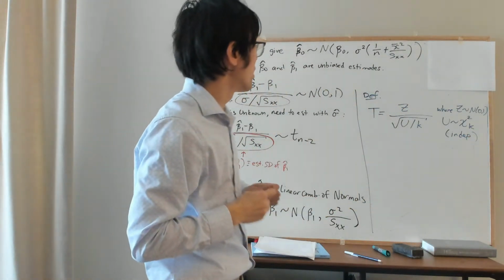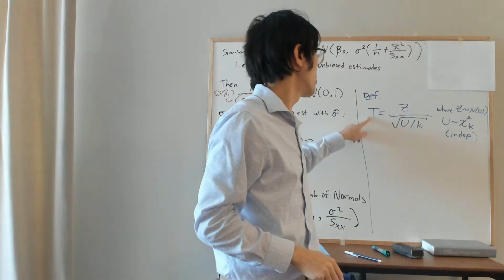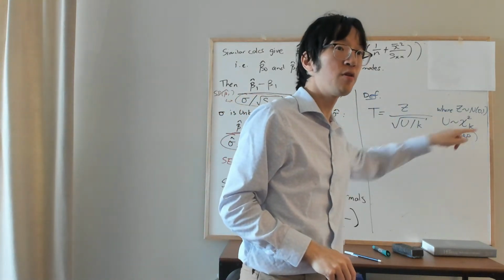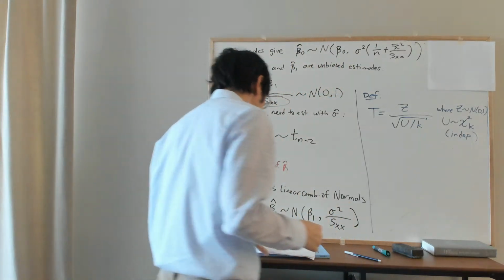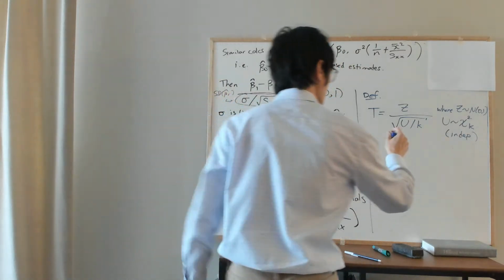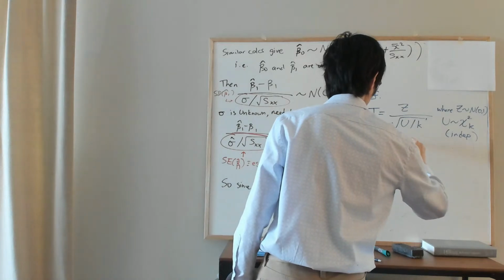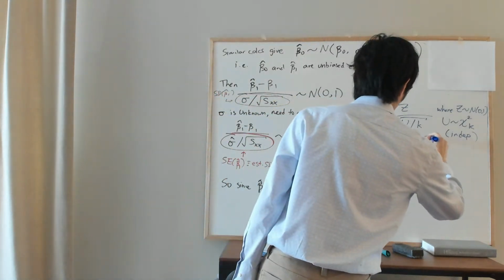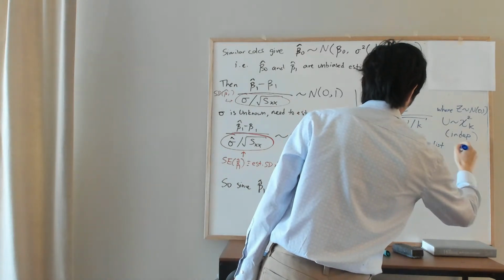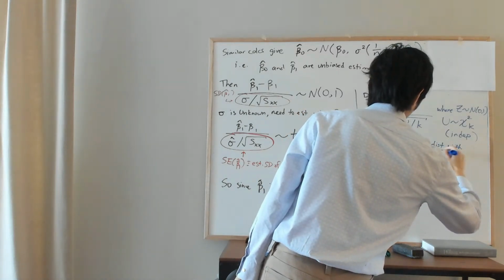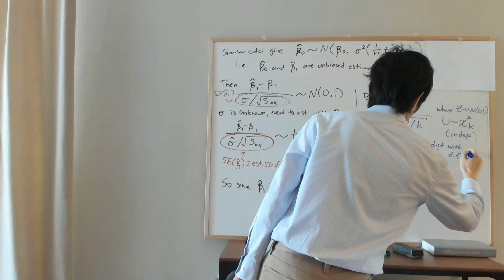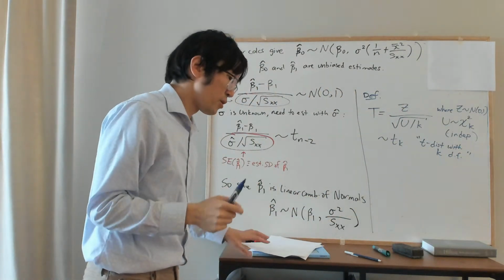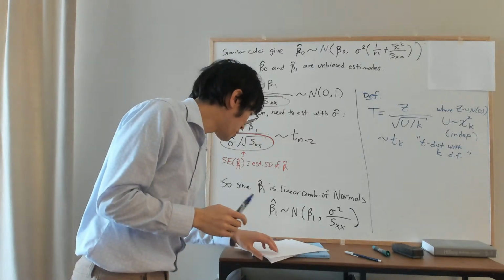Okay, so when I define a function in terms of these two random variables in this form, so Z over root of U divided by its degrees of freedom k, this defines what we call the t distribution with k degrees of freedom. Okay, so that's the construction of the t distribution.